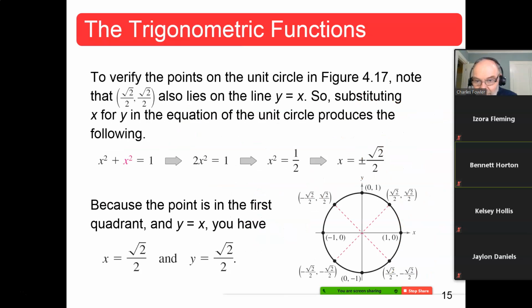Okay, now to verify the points, we're going to do exactly what we did. To verify the points on the unit circle in figure 4.17, that was the one with pi over 4, quarter pies. Note that this also lies on the line y is equal to x. We've already done this. So substituting y for x in the equation, we did that.